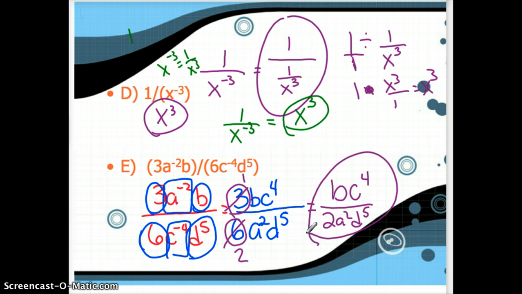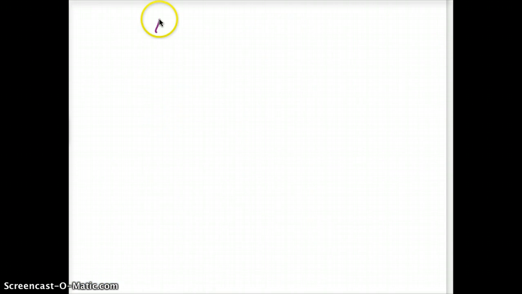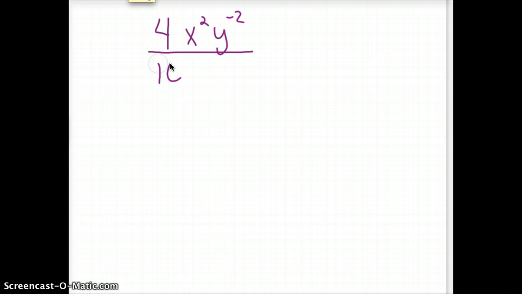And that would be my final answer. Okay, I think it's probably worth giving you one like that to see if you can try it on your own and just see if you can get it. So let's go for it. x squared y to the negative 2 all over 10 z to the negative 6. Okay, try that one on your own, and then I will check it with you and you can see if you got it right.